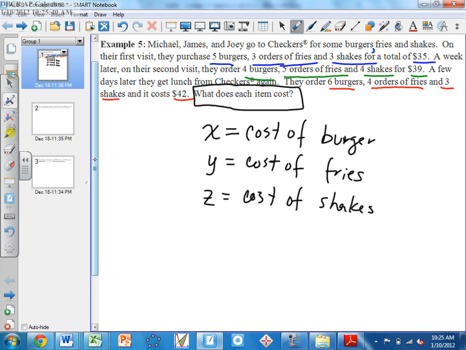Marcus, you want an equation? Give me one, Marcus. All right, so 5x plus 3y plus 3z equals 35. Okay, Marcus, now explain.